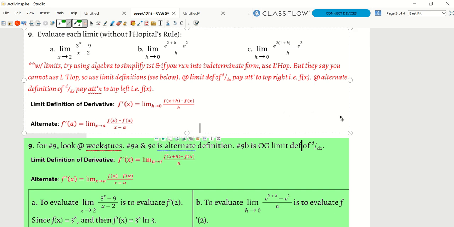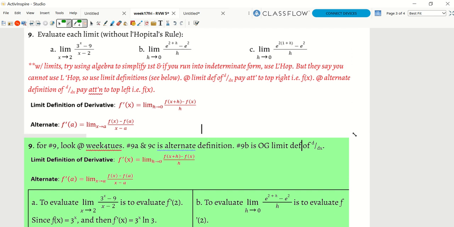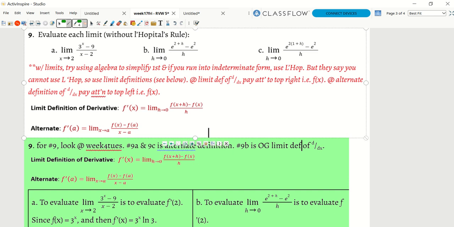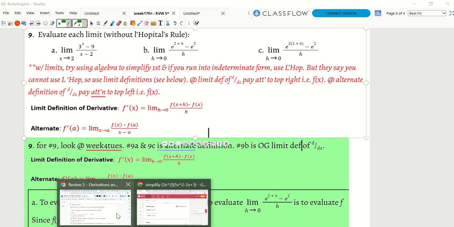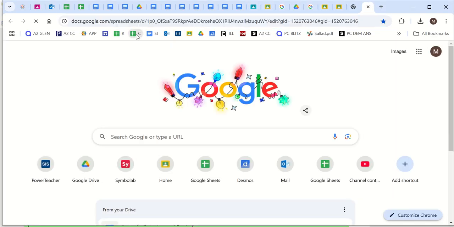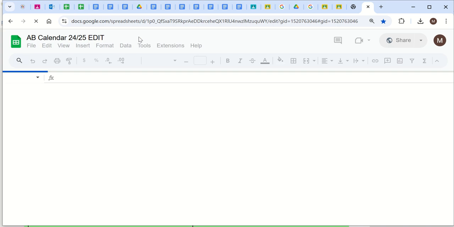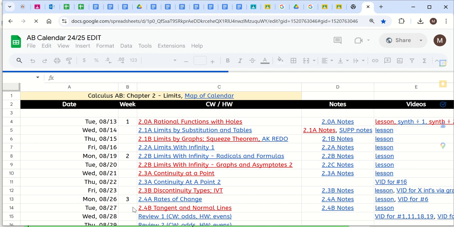This, I believe, is from week, let's see if I can pull it up. Let's pull up my calendar. I believe it is from unit 3.